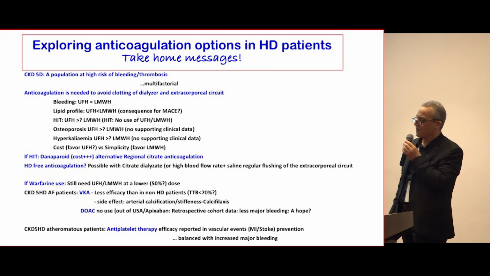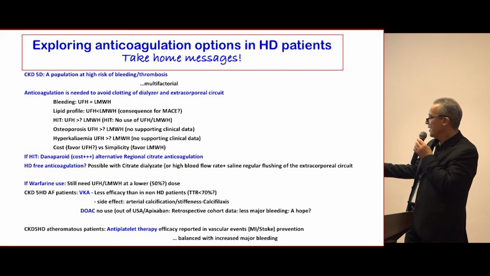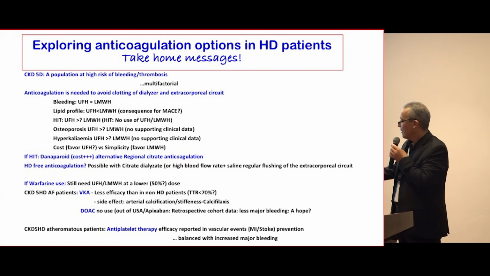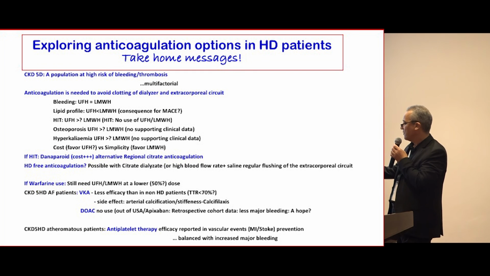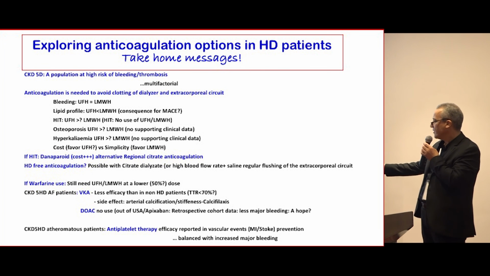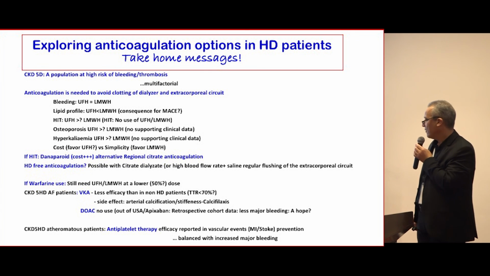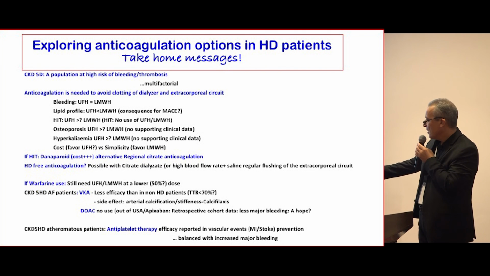Maybe cost is a possible point of choice between the two, and simplicity, which is usually in favor of low molecular weight heparin. If we have HIT, we use danaparoid especially, but the cost is very important. The alternative is regional citrate anticoagulation. Heparin-free hemodialysis is possible with citrate dialysate, but we have to use a high blood flow rate, and maybe we can use regular saline flushing of the extracorporeal circuit if we can't use a citrate dialysate.